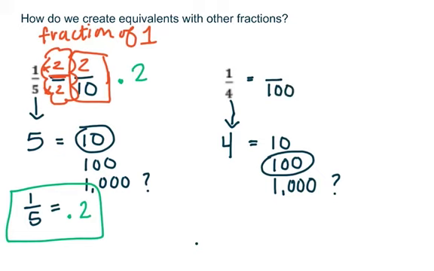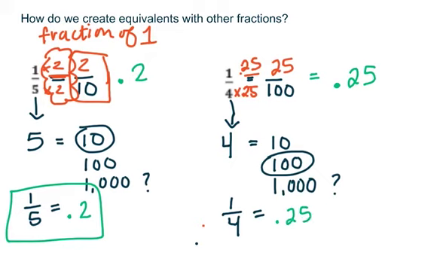Well, what should I multiply by? I'm actually going to multiply by 25, because there's 4 quarters in a dollar. So this will give me 25 hundredths, and I know that 25 hundredths can be expressed as 0.25. That's 25 over 100. So in the end, I know that 1/4 is equal to 25 hundredths. All right.